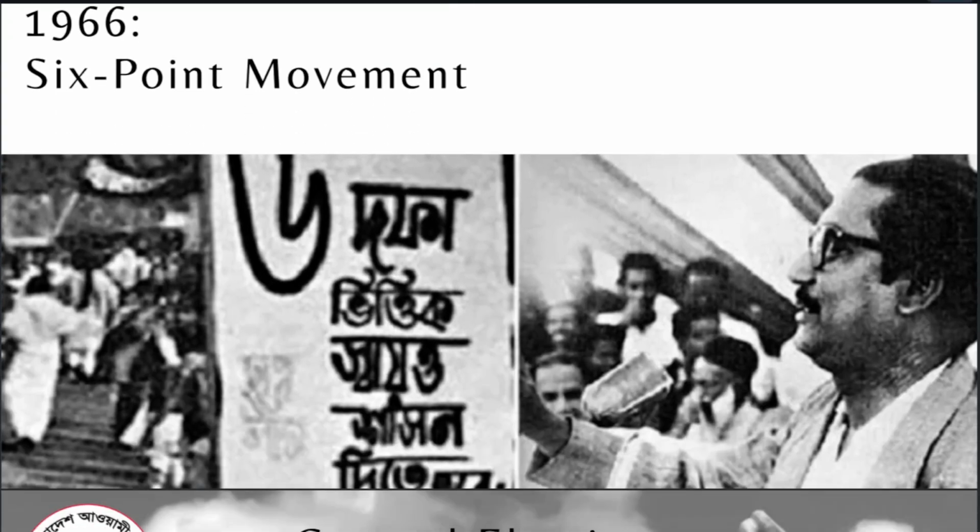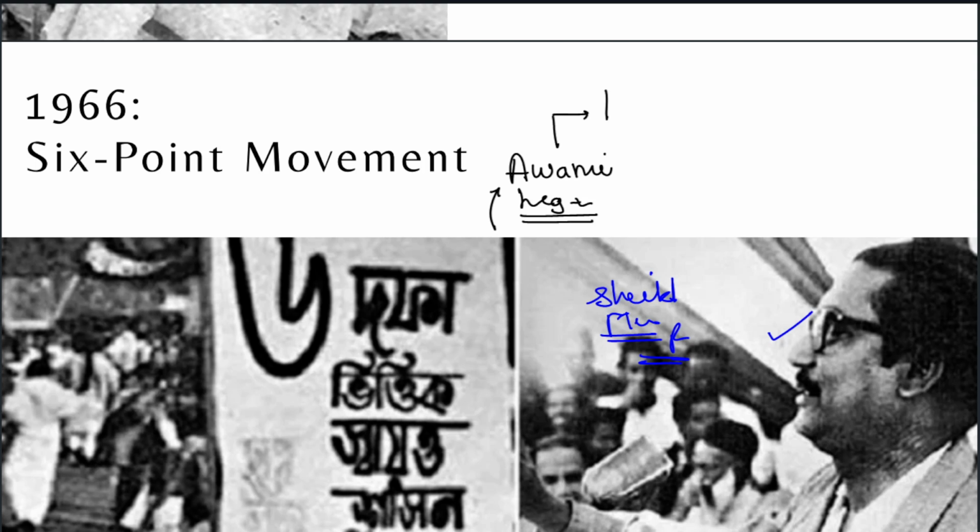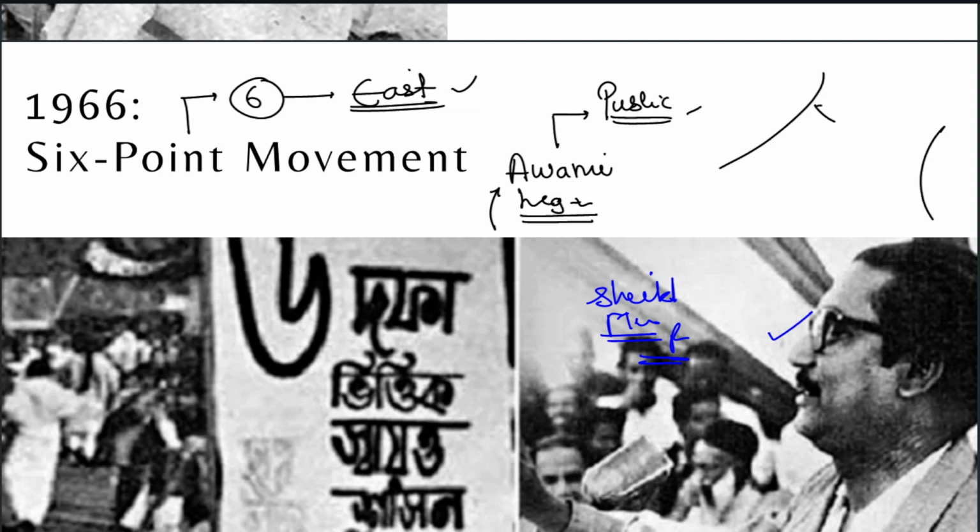Now, furthering on, what happened in 1966, there was a 6 point movement. This is very important to understand if we are to understand what is happening right now. There was a leader named Sheikh Mujibur Rahman. He was the leader of the Awami League. Awam means the general public, so the public party basically. Sheikh Mujibur Rahman proposed a 6 point movement. He created 6 demands to be fulfilled by West Pakistan, which would demand greater autonomy for East Pakistan. But it led to tensions between West Pakistan and East Pakistan, separated by India.